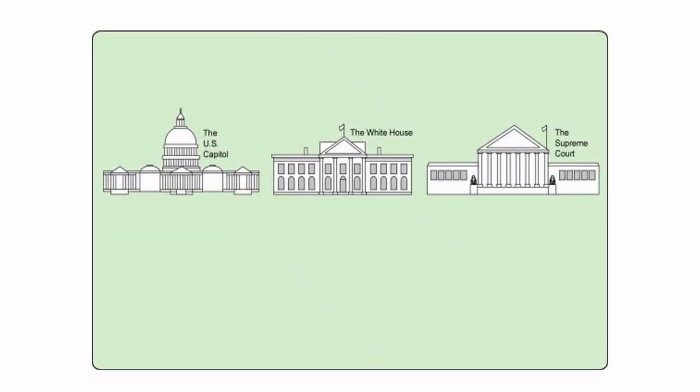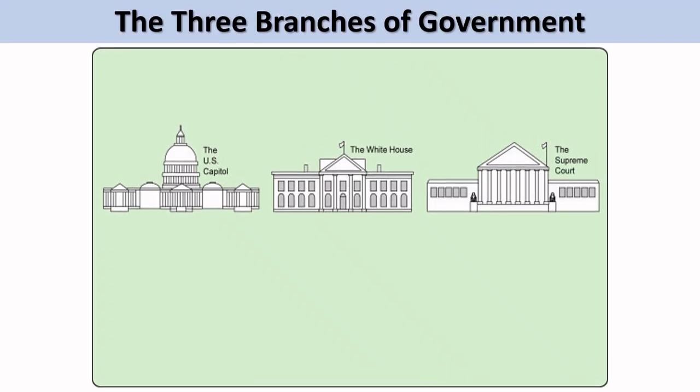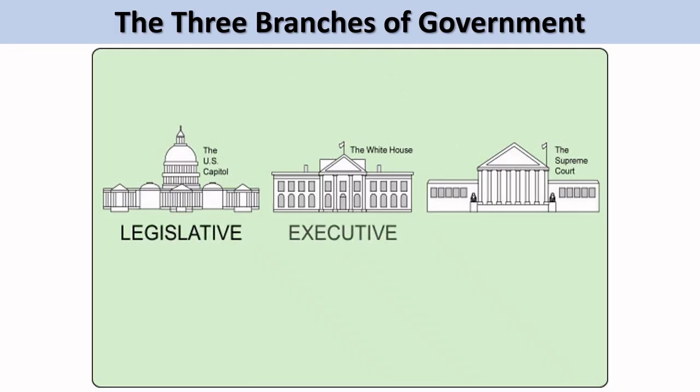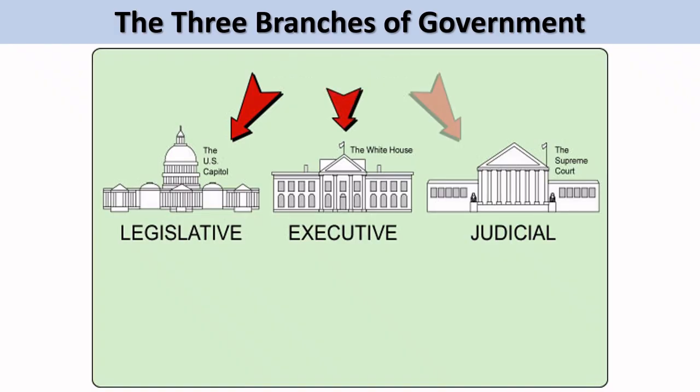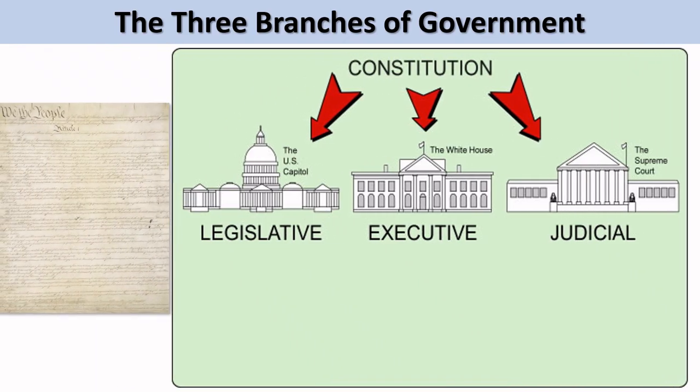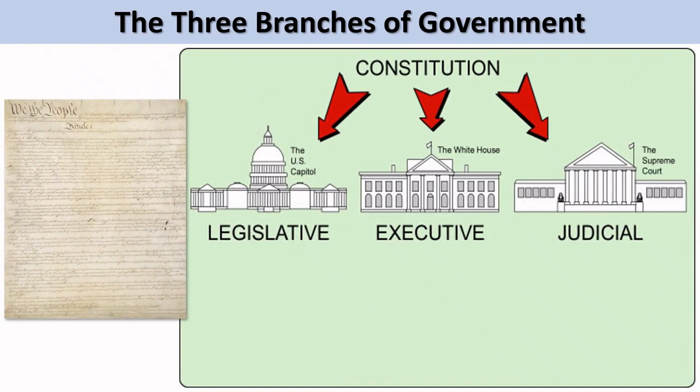The government of the United States has three major divisions, or branches. The three branches of U.S. government are the legislative branch, the executive branch, and the judicial branch. Each branch has a different role to play in government. The three branches of government are defined by the Constitution. The Constitution explains the duties and the limitations of the offices that make up each branch of government.